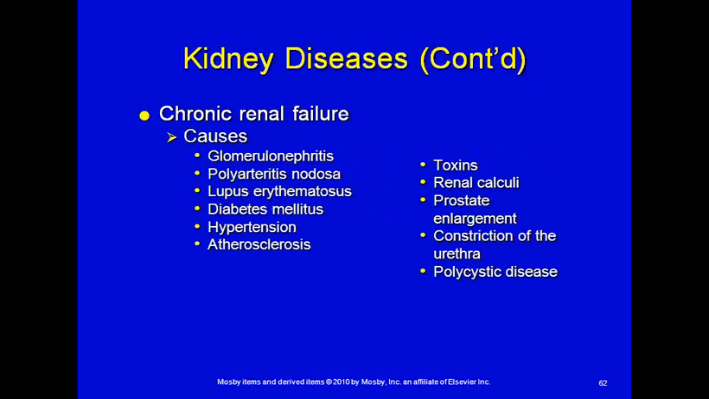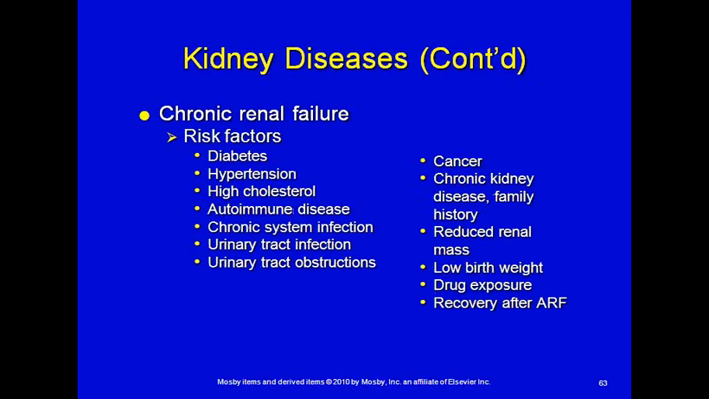Causes of chronic renal failure include glomerulonephritis, polyarteritis nodosa, lupus erythematosus, diabetes mellitus, hypertension, atherosclerosis, toxins, renal calculi, prostate enlargement, constriction of the urethra, and polycystic diseases. All of these could cause chronic renal failure.